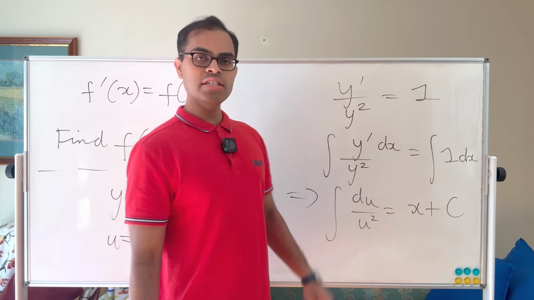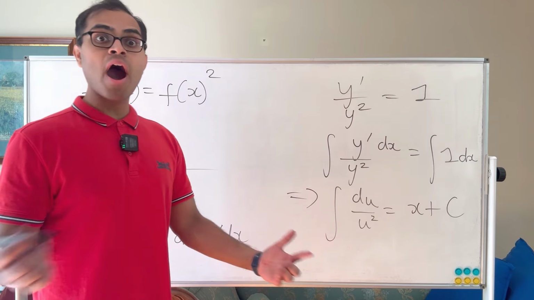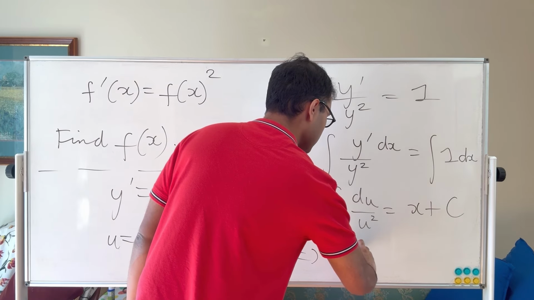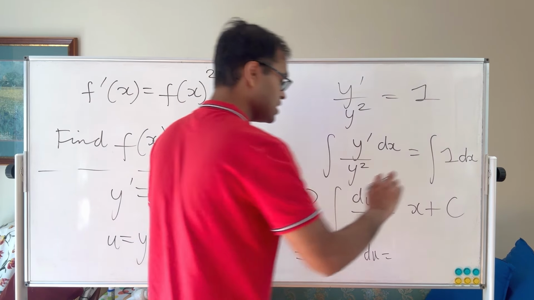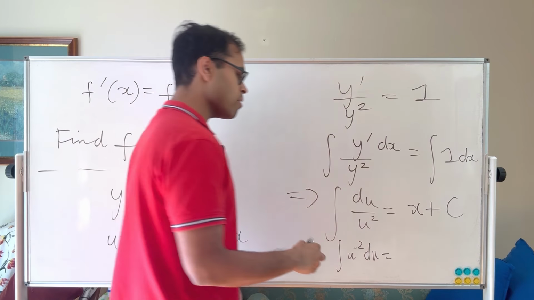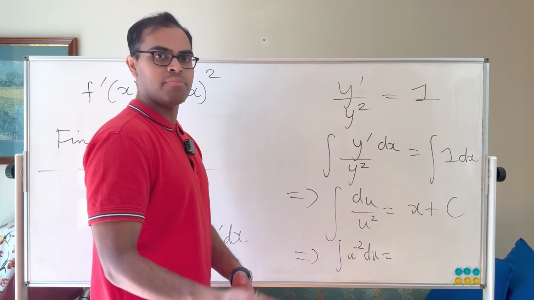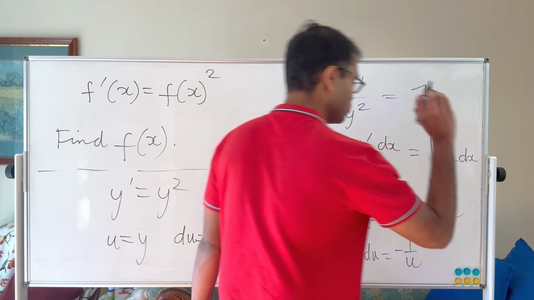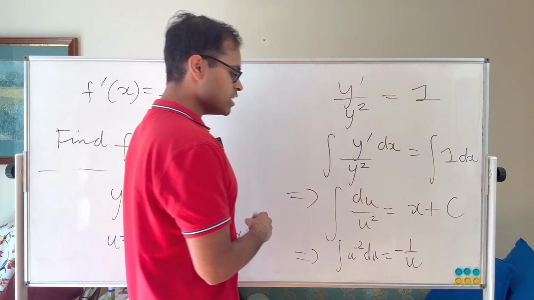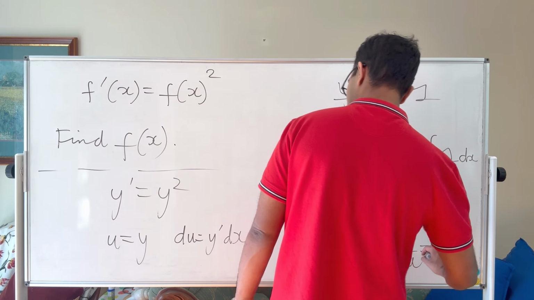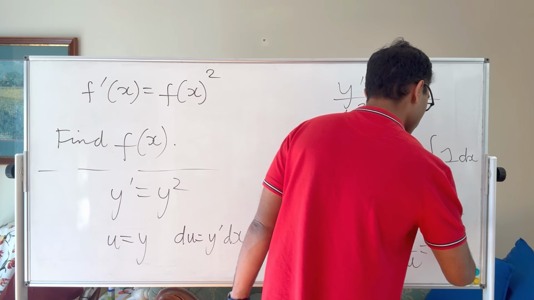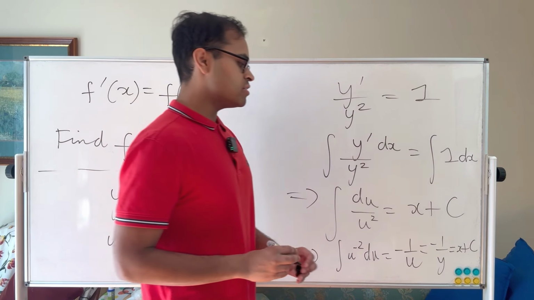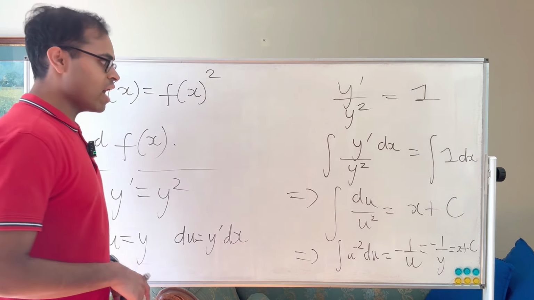So here we've got this integral, du over u squared. It's a power rule for integration, right? We get the integral of u to the negative 2 du, which by the power rule, raise the power by 1 and divide by the new power, is u to the minus 1 over negative 1. So we get minus 1 over u, which is of course minus 1 over y. That equals x plus c. Pretty cool, right? We are now getting a sense of what our y is going to be.